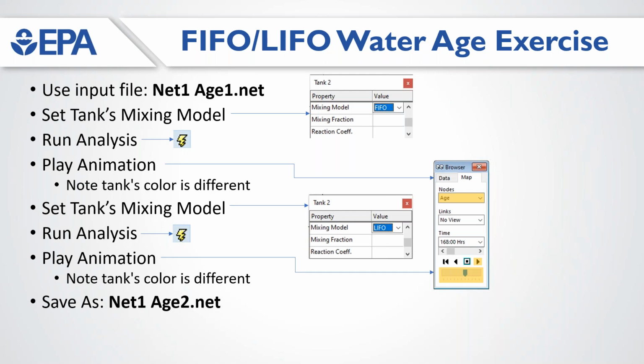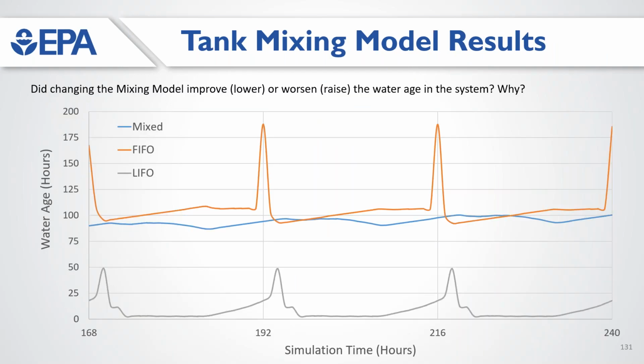Okay, hopefully you've been able to follow these. And now that you've used the map animation to compare the water age in the tank using different mixing models, let's look at what the water age actually was in the tank. The animation just gave a bounded estimate with each color. The mixed mixing model was the steadiest, and except for a single time step at hour 219, the tank should have stayed the same color at yellow. This was the blue line here.